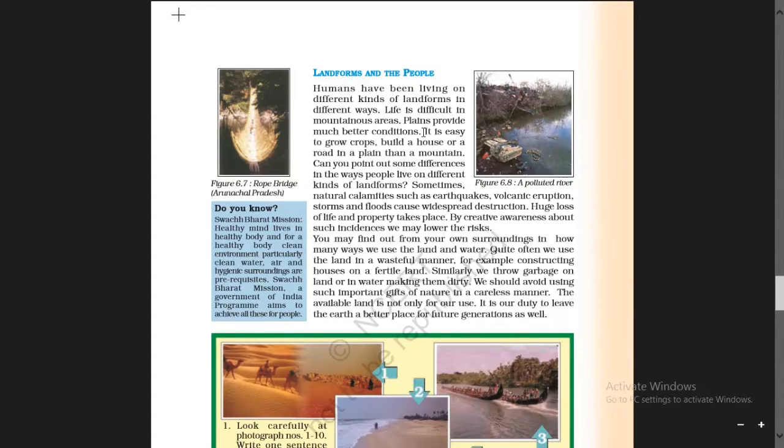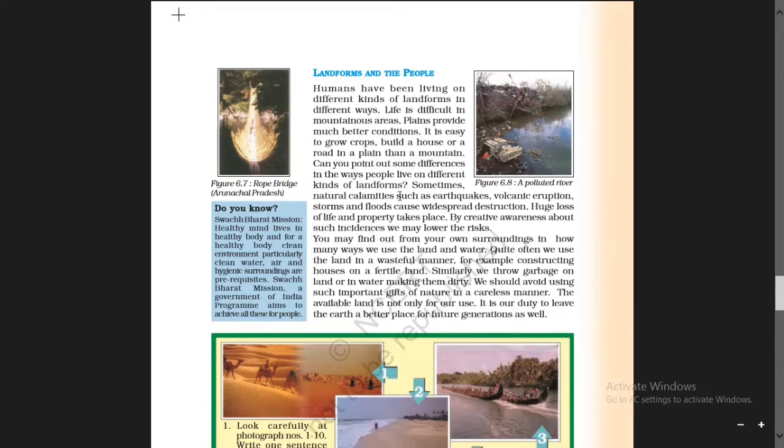Plains provide much better conditions. It is easy to grow crops, build a house or a road in a plain than a mountain. See, comparing mountain with plain, you can understand. Read this paragraph nicely. Can you point out some differences in the ways people live in different kinds of landforms?